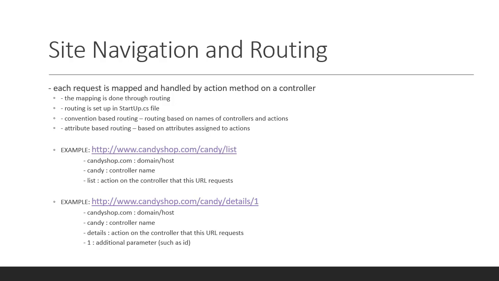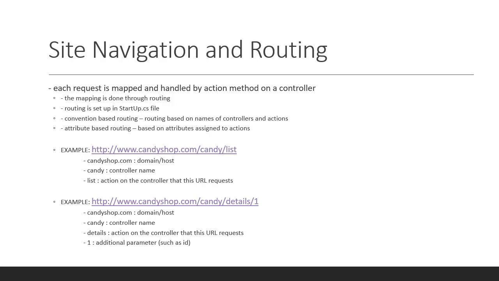So for example, we have www.candyshop.com/candy/list. The URL is constructed with several segments, and the first part, which is www.candyshop.com, is the host. Typically, the first part after the host, in our case candy, points to the controller, and the part after the controller, which is list, is the action on the controller. Although this pattern is clear to us, it is not by default clear to ASP MVC. We need to somehow set it up first.